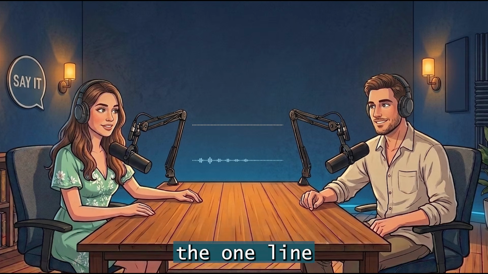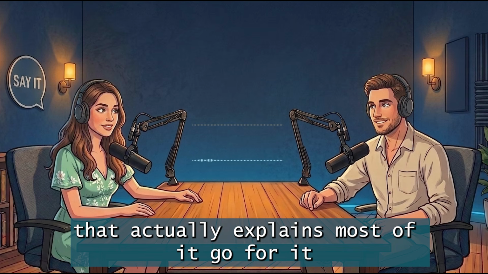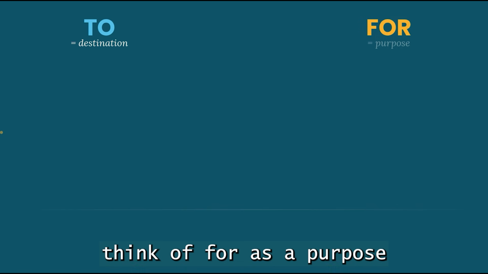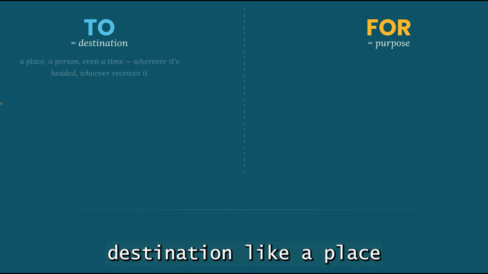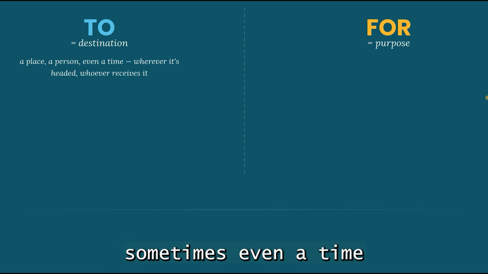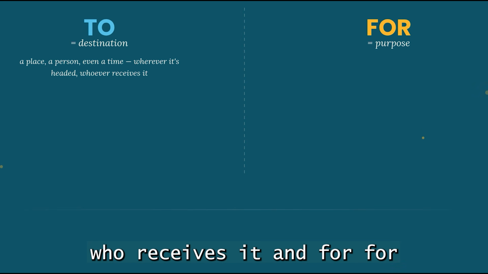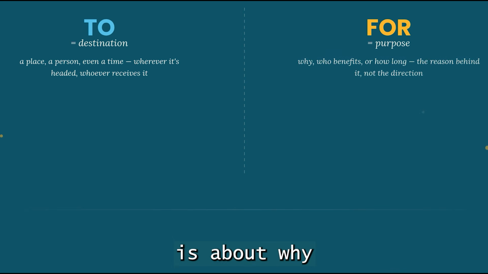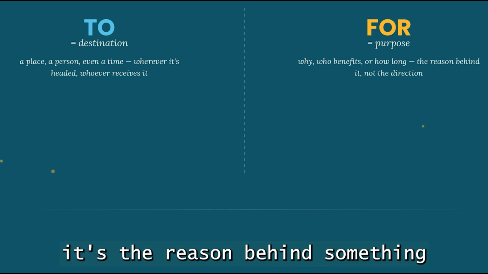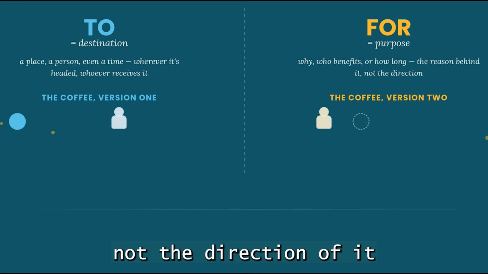And here's the one line that actually explains most of it. Think of to as a destination. Think of for as a purpose. Destination, like a place? Sometimes literally a place, sometimes a person, sometimes even a time. To is about where something's headed or who receives it. And for? For is about why, who benefits, or how long. It's the reason behind something, not the direction of it.